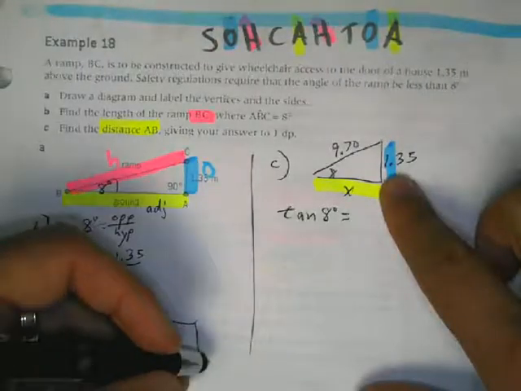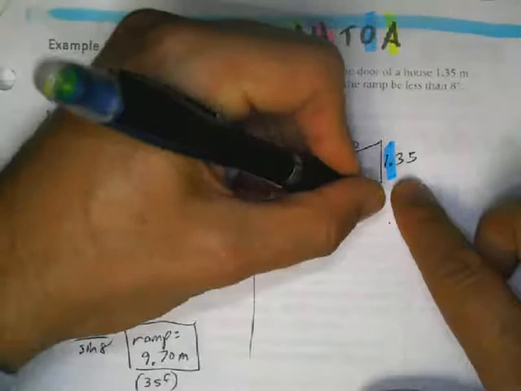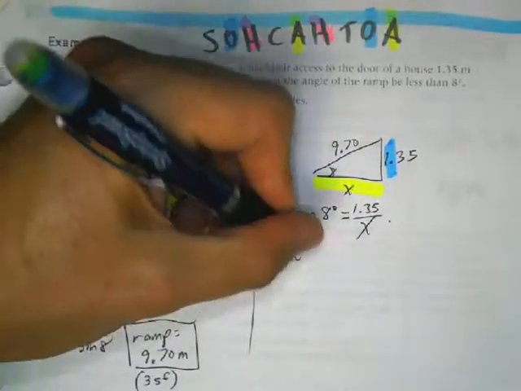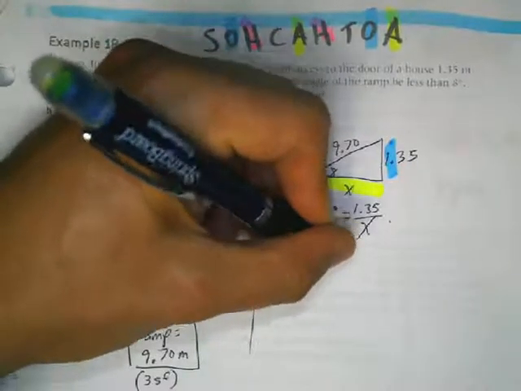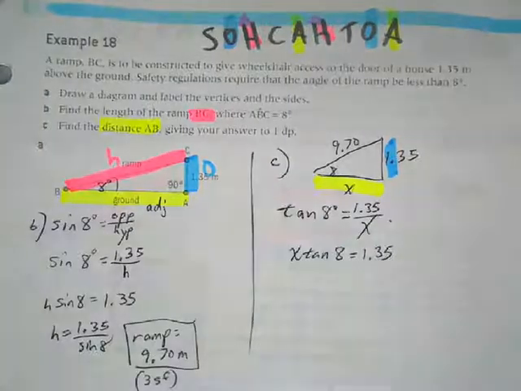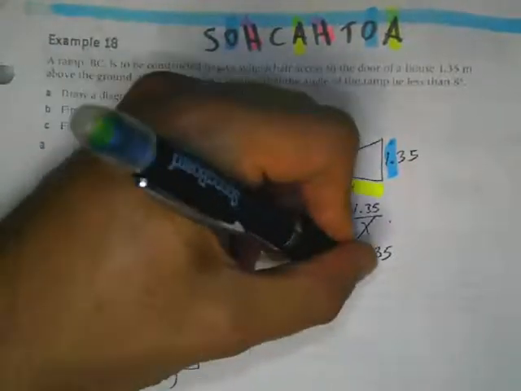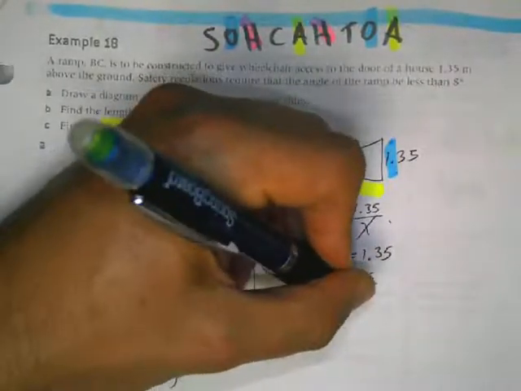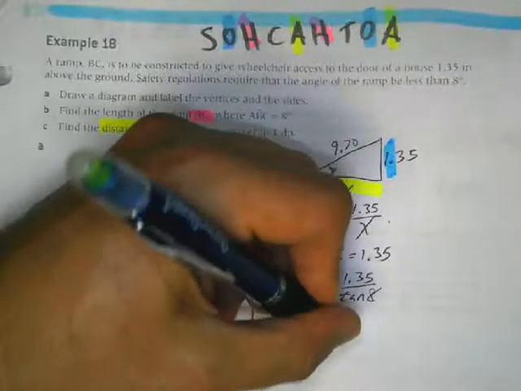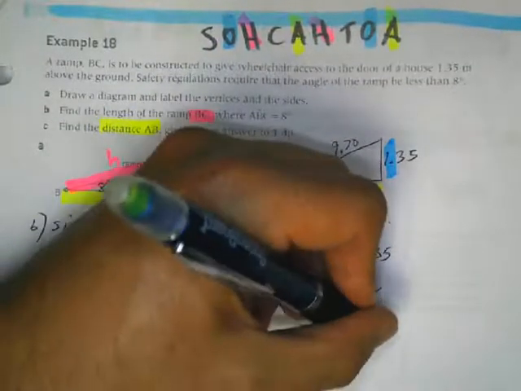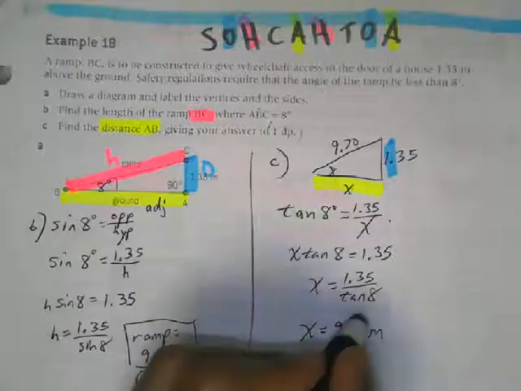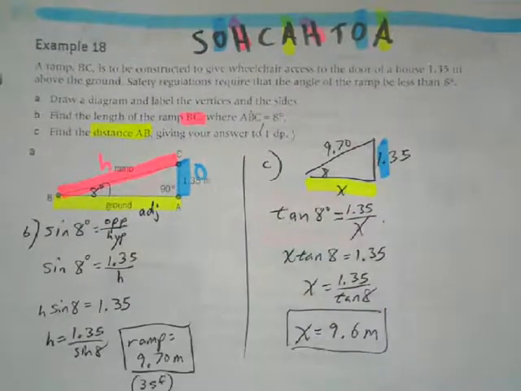So tangent of 8 degrees is opposite over adjacent, so 1.35 over x. I've got x tan 8 equals 1.35. You might want to hit pause. x equals 1.35 divided by tan 8. I plug that into my calculator, and I get x equals 9.6 meters. It says to 1 decimal point, so that is 1 decimal point. Okay, next question.